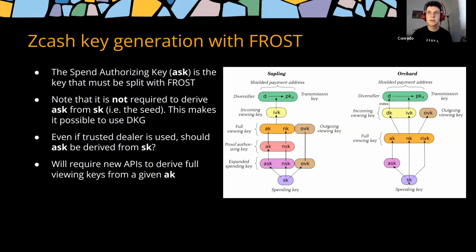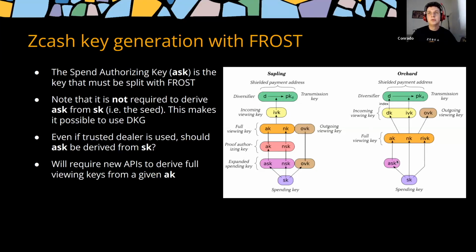From the spending key, you generate this ASK, which is the spend authorizing key. This is the thing that actually signs the transaction. So this is the thing that we want to use FROST for. But you also need other stuff. From ASK, you derive the full viewing key. The viewing key allows people to decrypt transactions, right? And from the full viewing key, you derive the outgoing viewing key, incoming viewing key, diversifier, etc., etc. All the stuff that Zcash requires.